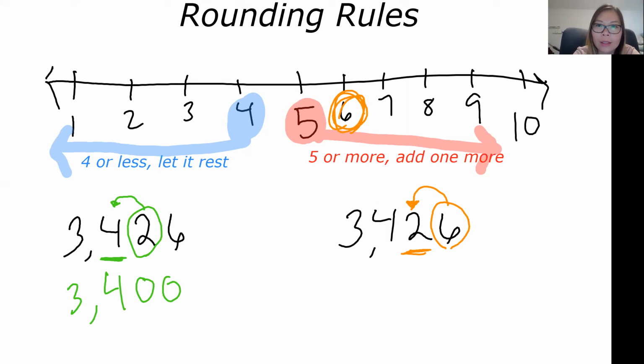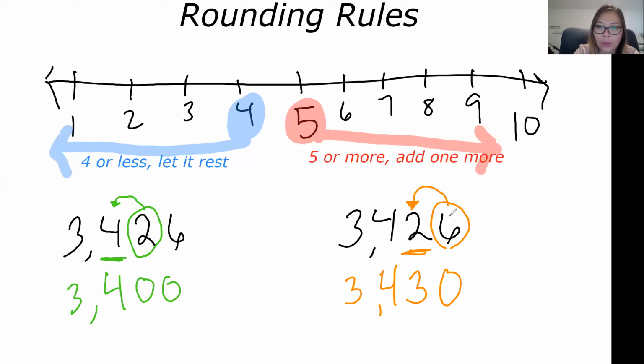So that means this big 6 is going to tell the 2 that it needs to add one more. So 2 add one more will be 3. Everything you circle to the right turns to a 0. Everything to the left remains the same. So when I rounded the tens place, my answer is 3,430.